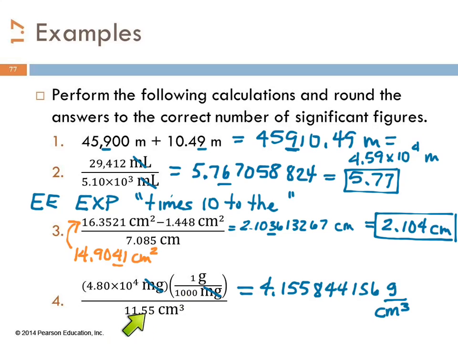And then how many in the bottom? 4. So 3 is the smallest. So we're going to keep the 4, the 1, and the first 5. And that'll end up being 4.16 grams per cubic centimeter. Any questions?